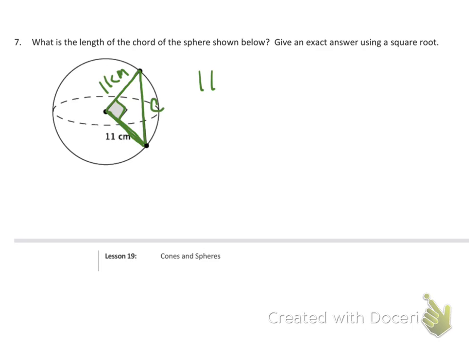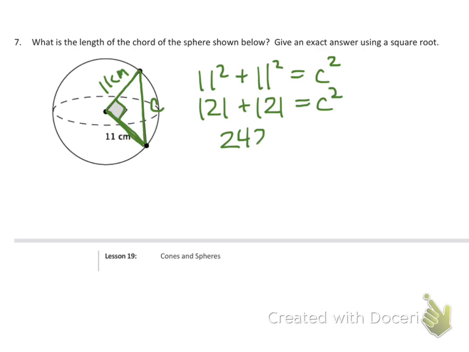So we've got 11 squared plus 11 squared is equal to c squared. So this is 121. This is 121. So this sum, 242, is equal to c squared. And take the square root of both sides and get that c is equal to the square root of 242.